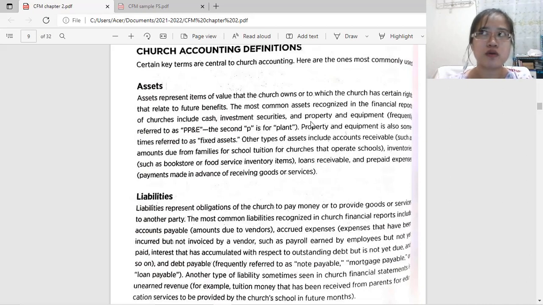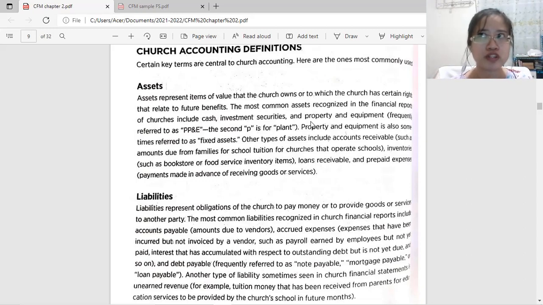Property and equipment, this would pertain to land, building, what else? Vehicles, transport equipment, office equipment, furniture and fixtures of the organization or the church. Okay. The difference is that property and equipment, they are normally long term. They can be used by the organization for more than 1 year. Okay, so that's why they are called property and equipment.